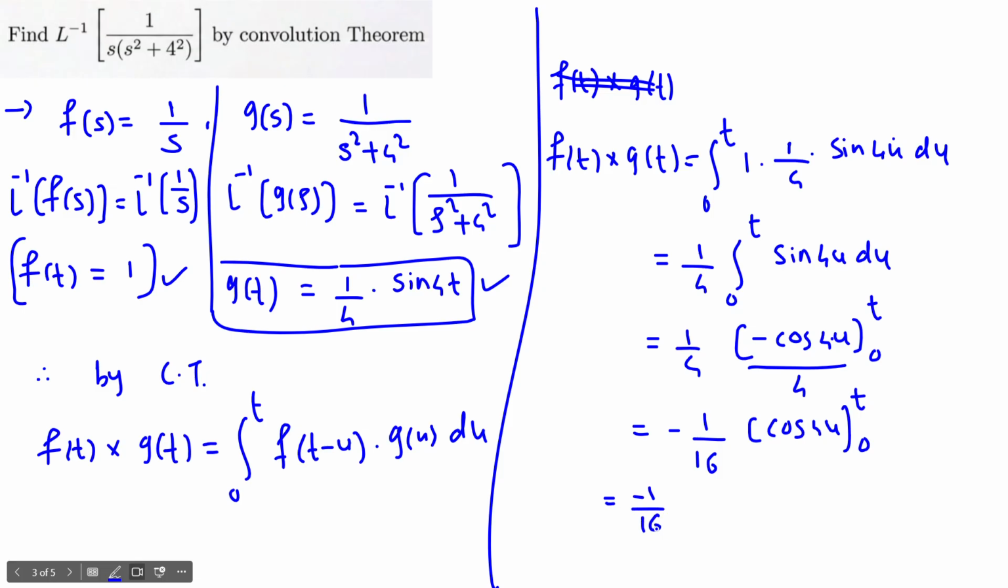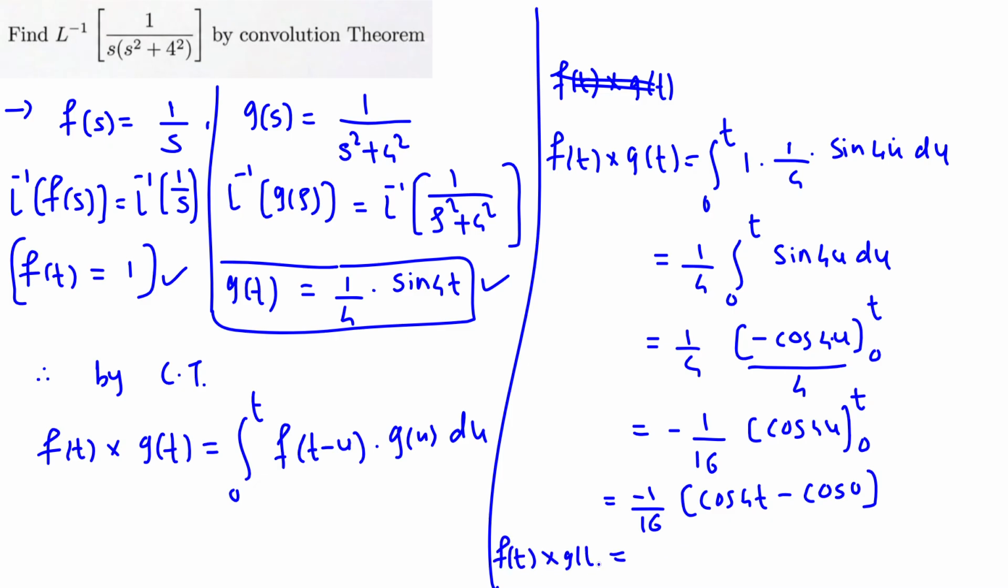So minus 1 by 16 in bracket, instead of u now put t, so you will get cos 4t minus, instead of u now put 0, so 4 into 0 will be 0. So the final answer is f of t into g of t is equal to minus 1 by 16 in bracket the value of cos 4t, keep it as it is, minus the value of cos 0 which is 1. So this will be your final answer, minus 1 by 16. Or you can multiply the minus inside also, so the plus term will become minus and the minus will become plus, or keep it as it is.